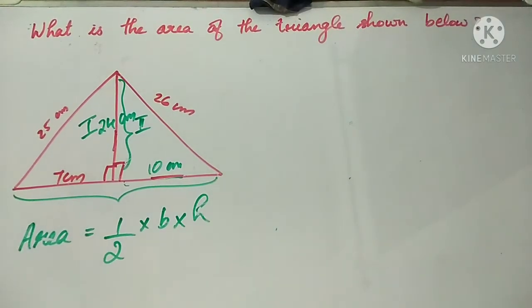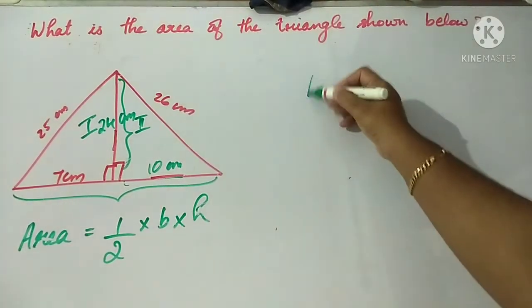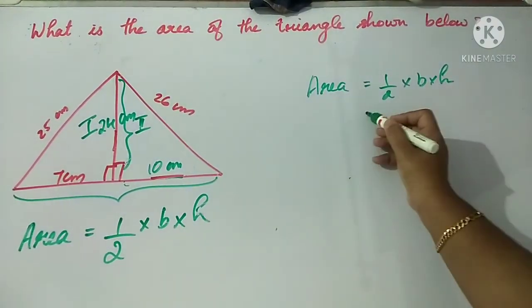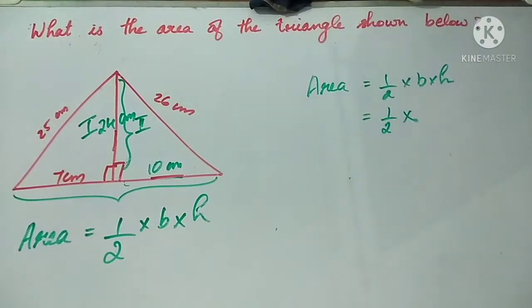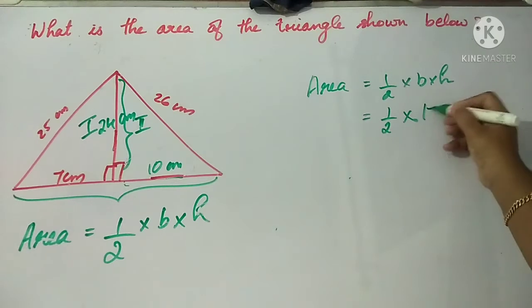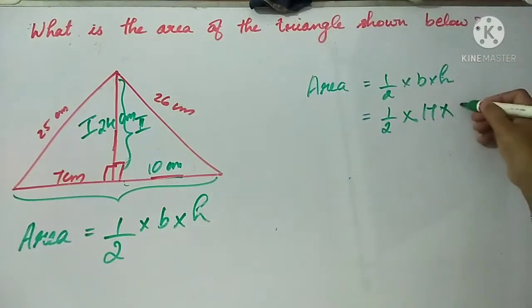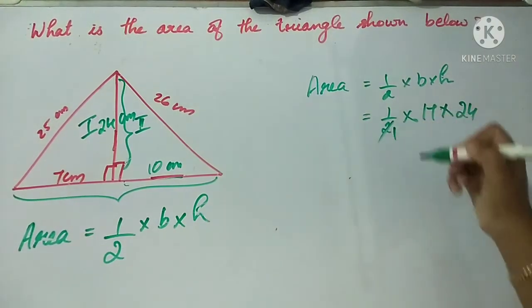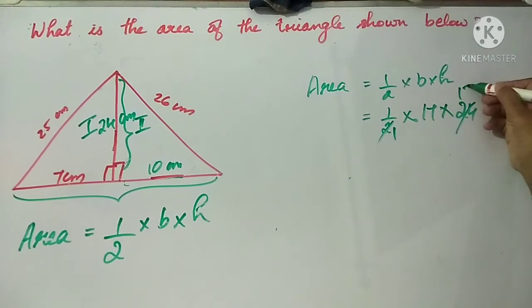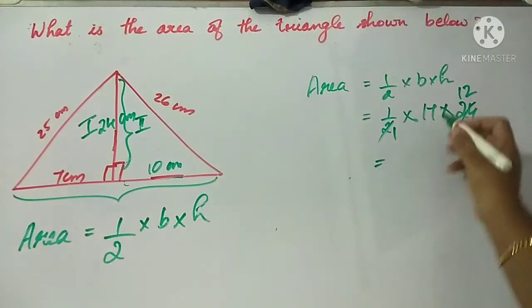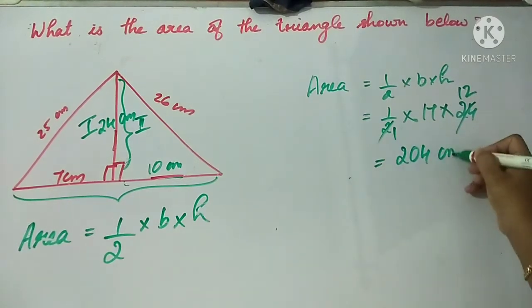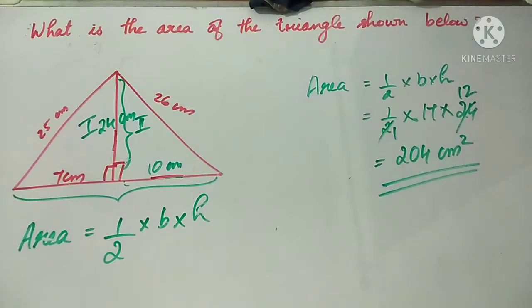Now we can substitute the values in the equation. Area is equal to half into base into height. Okay, half into base. Base is 7 plus 10, that is 17 centimeter, into height is 24 centimeter. Here in this 2 and 24, 2 is a common factor. 2 will go 1 time in 2's table and 24 will go 12 times in 2's table. Balance 17 into 12, that is equal to 204 centimeter square. So area of this triangle is 204 centimeter square.